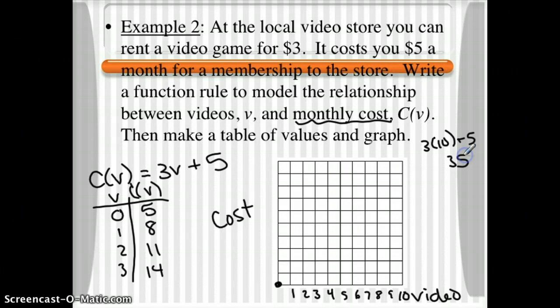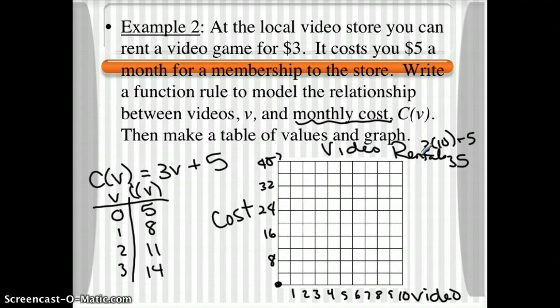I know I have to get up to at least 35 here, and I have 10 spaces to do it. So I'm going to count by 4s, and I'm just going to show every other time. So I am really counting by 4s, I'm just showing the 8s every other time. Okay, and then I'm going to plot the video rentals, give it a title, video rentals or something like that.